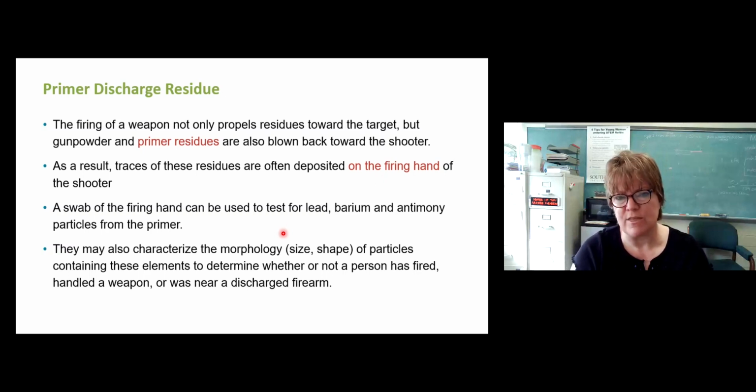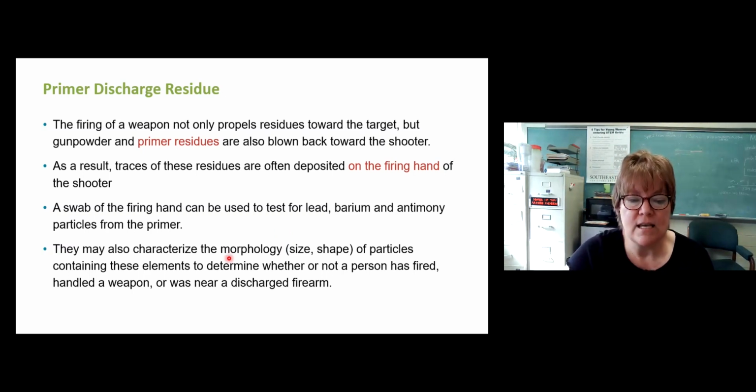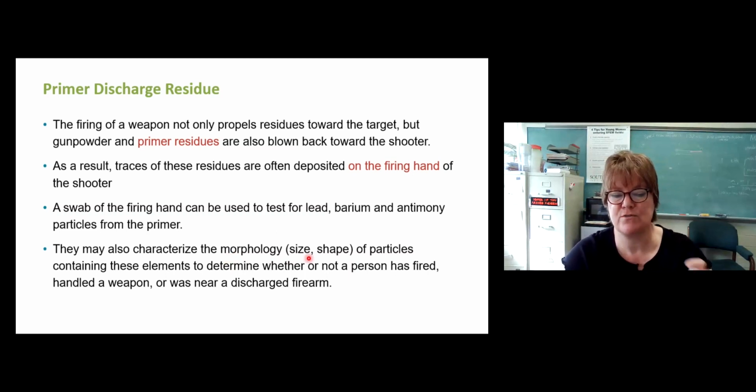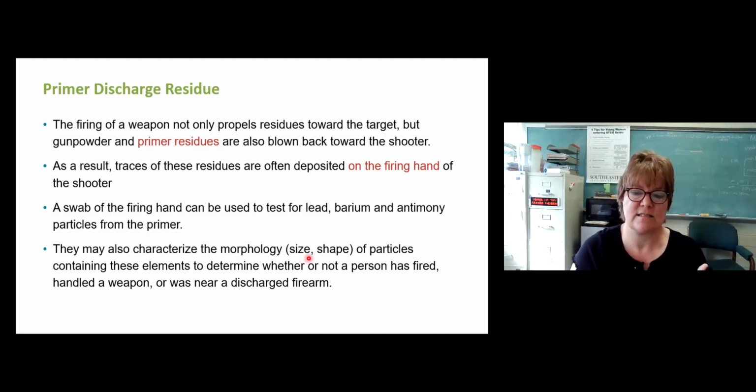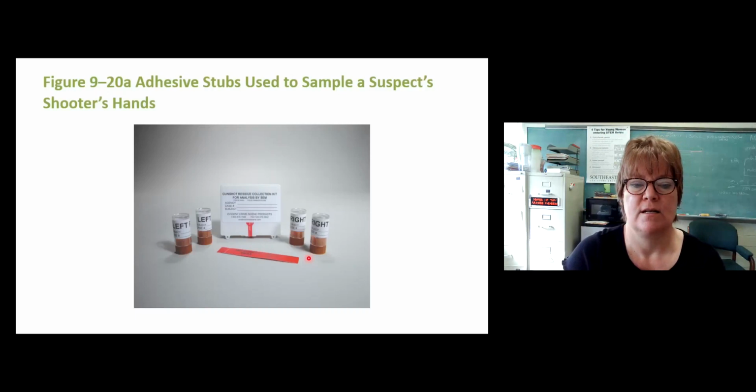I'm really looking for the things that I'm going to find in the residue, which is going to be lead, barium, antimony. These are specific chemicals that are in primers, and they're not in a lot of other stuff. So it's kind of unique. It can also sometimes tell me about the size and the shape of the particles containing these elements to say whether a person has fired or handled a weapon or a discharged firearm.